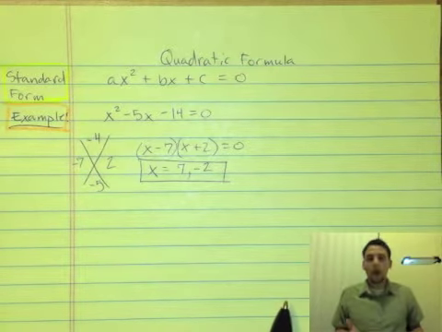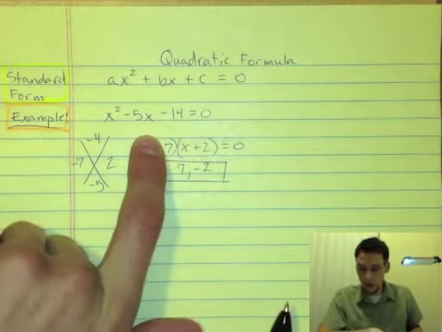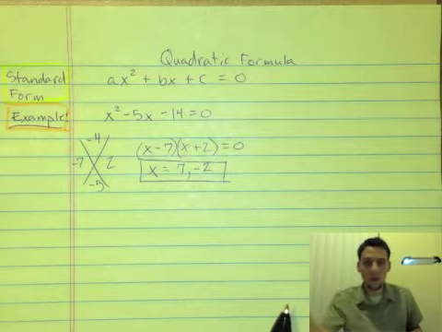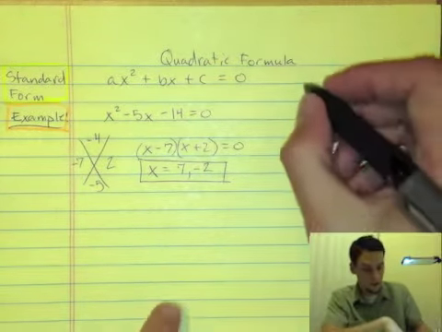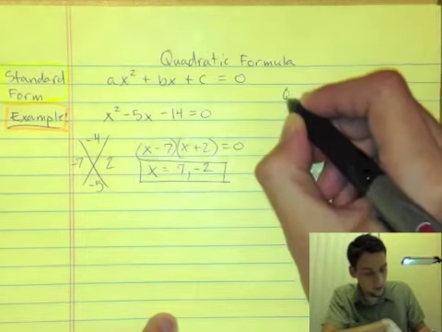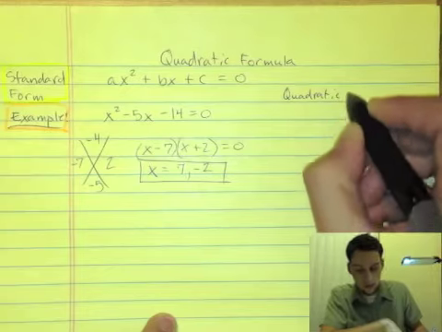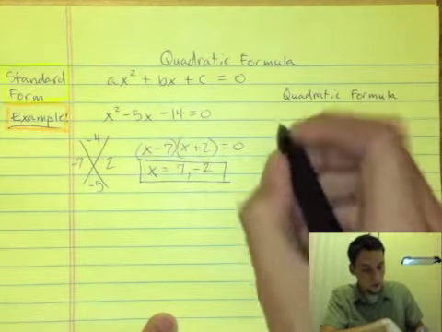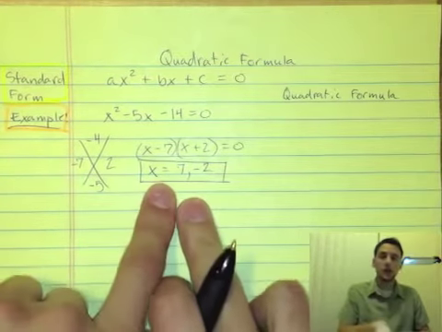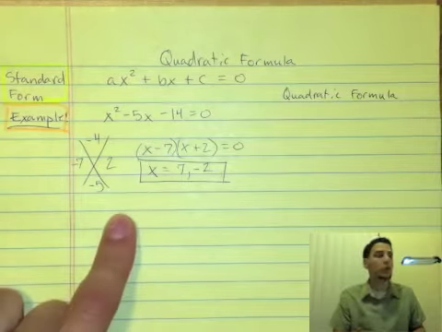Simple enough, but sometimes you can't factor a quadratic equation, so we have to have some other method to solve these. And what mathematicians have come up with is the quadratic equation, or quadratic formula, which gives us x values. It gives us solutions to our quadratic equations.